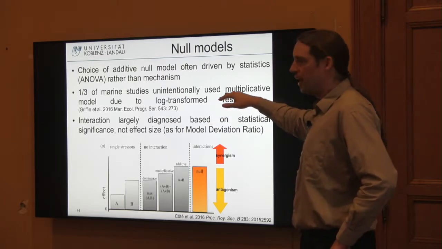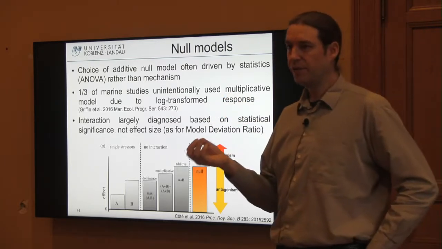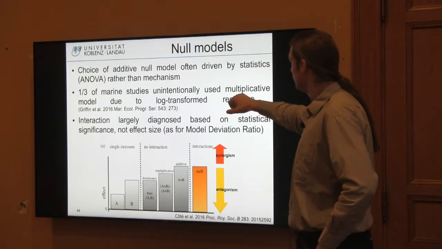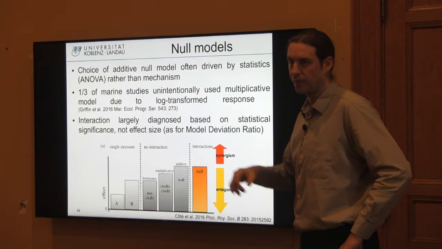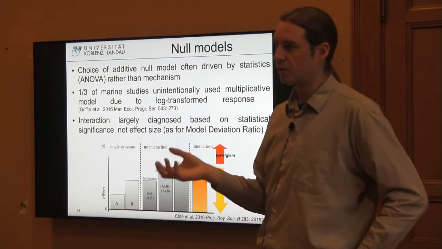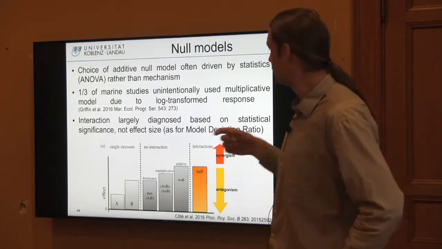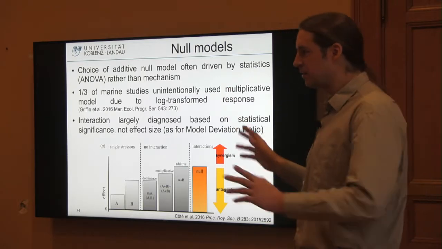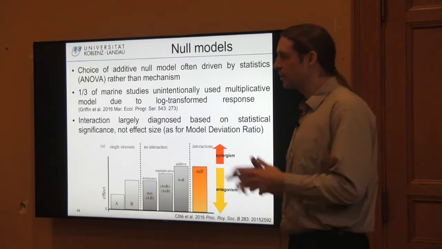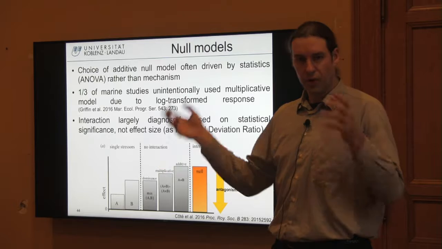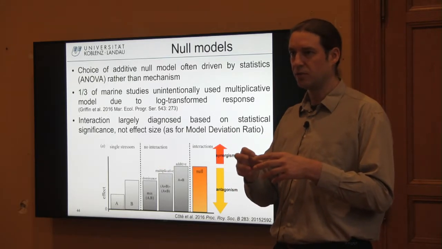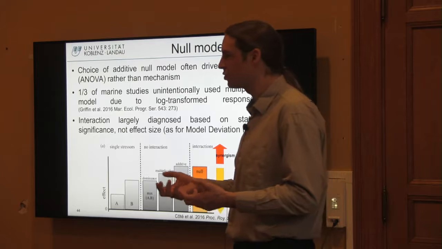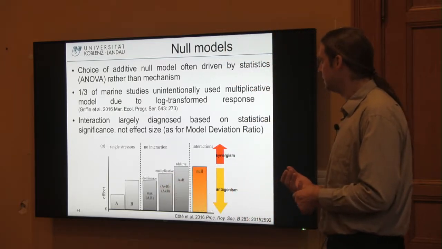Griffin et al. made a reanalysis of marine studies and found that in 1/3 of the studies, at least 30% of the authors were not aware that they actually use a different null model when they log transform their response. If you move through a log transformation of your response variable, you move to a multiplicative null model. I'm not going into the mathematical background of that. But at least 30% were not aware of that, and that actually means in such a meta-analysis, you throw together all kinds of different null models, and the null models have not been motivated by some conceptual choice, but rather by use of statistics and hunting for statistical significance.